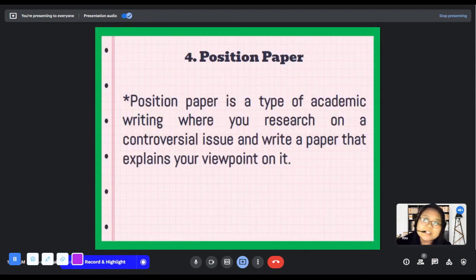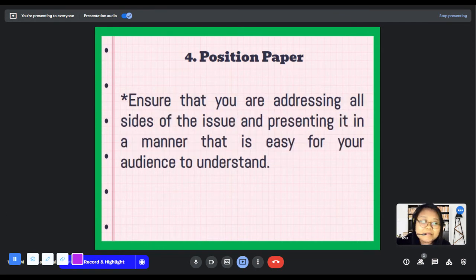Now, we're down to the last type of academic writing, and that is a position paper. Okay? A position paper is a type of academic writing where you research a controversial issue and write a paper that explains your viewpoint on it. The purpose of writing a position paper is, of course, to convince the audience that your opinion is valid and worth listening or reading to. Ensure that you are addressing all sides of the issue and presenting it in a manner that is easy for your audience to understand.